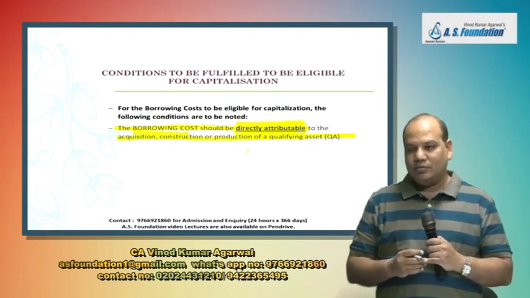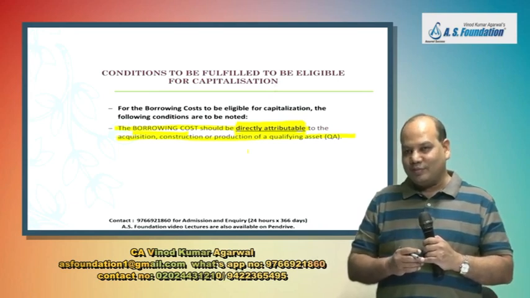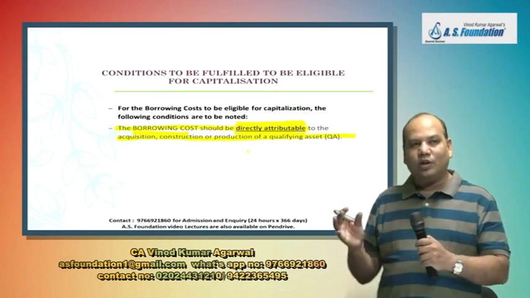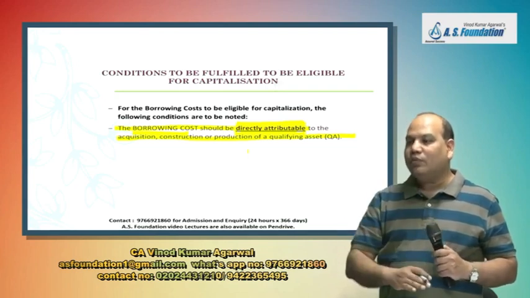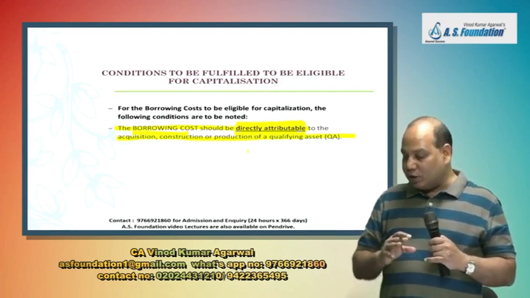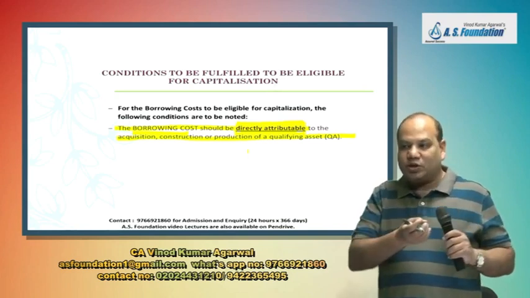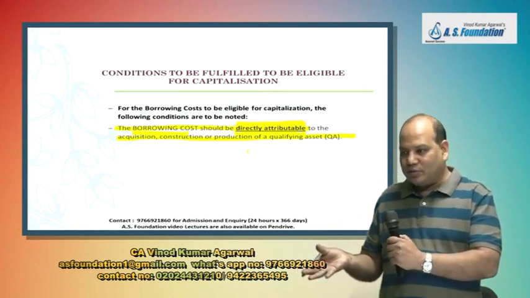You have to just see that if my qualifying asset would not have been there, the level of borrowing would have been lower. Many times we do not take a specific loan for a specific qualifying asset.